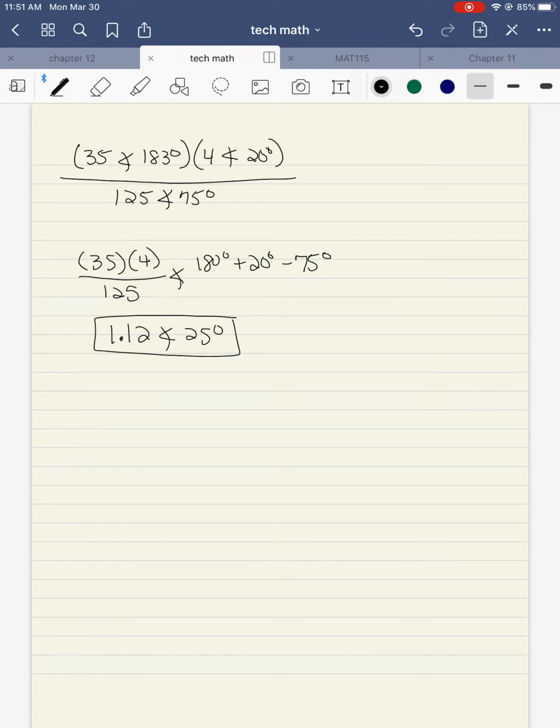So 35 times 4 divided by 125 gives you 1.12. The angles will be 183. Let me make that 180. 183 plus 20 minus 75. That's going to give me 128 degrees. So 183 plus 20 minus 75 is 128.